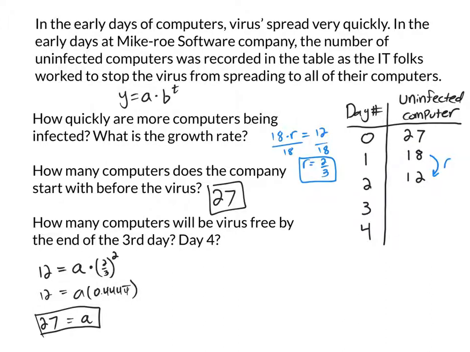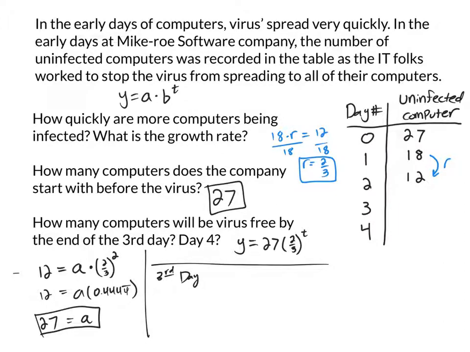How many computers will be virus-free by the end of the 3rd day? So if we have an equation that models how many computers are left uninfected, then we can solve. So we now know all the information we need to write an equation. Y equals the starting point, which we just found out to be 27, times the growth rate, 2/3, to the power of the time that goes by. So if I want to find out the third day, I plug in 3 for the t.